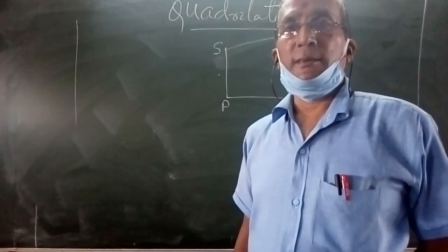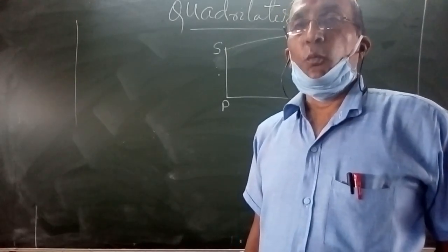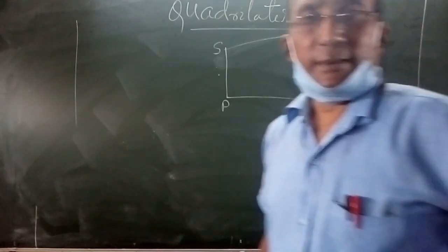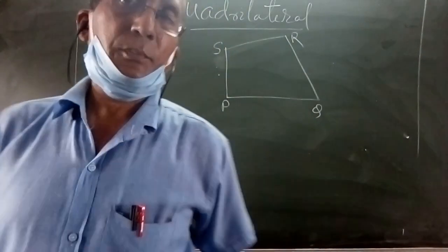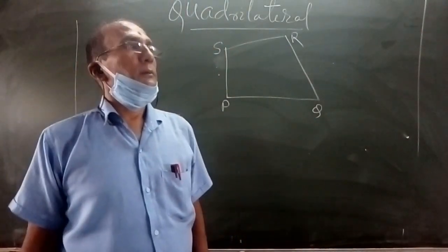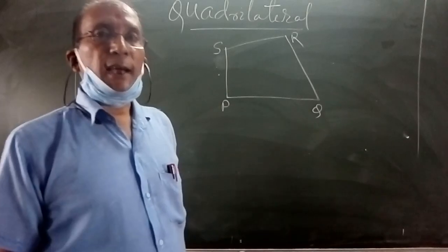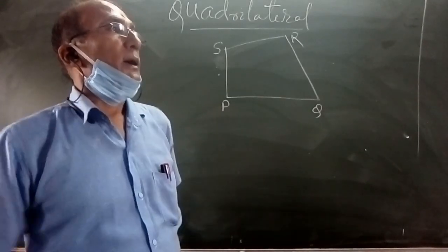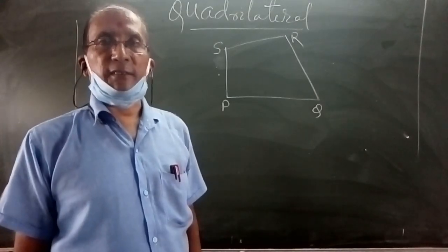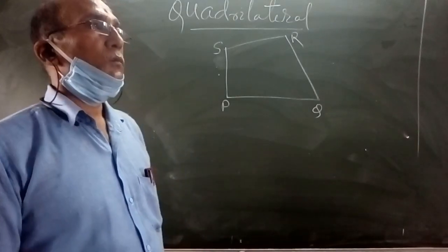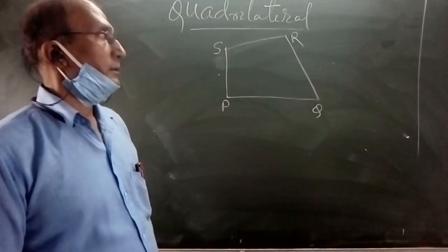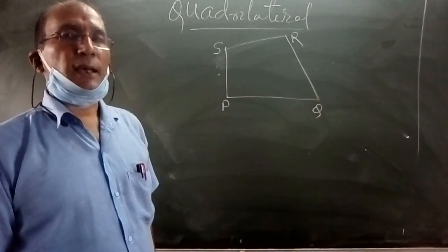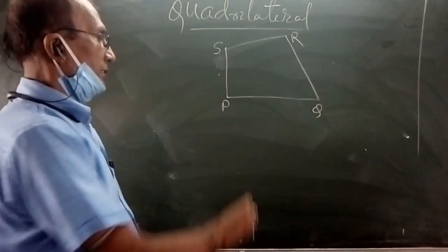In the previous class, we learned about quadrilateral and its different parts: how we write the name of a quadrilateral, adjacent sides and opposite sides. Today we learn about adjacent angles and opposite angles.